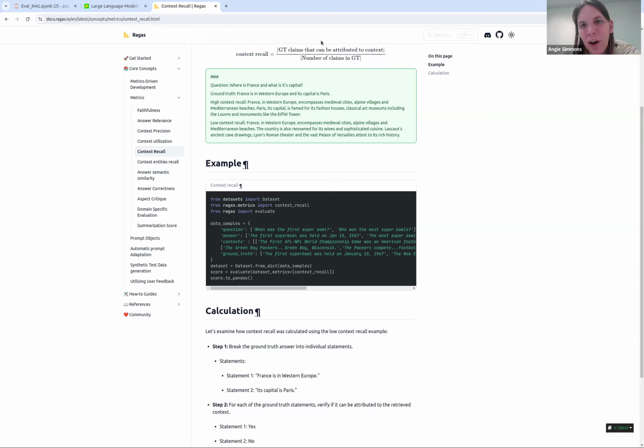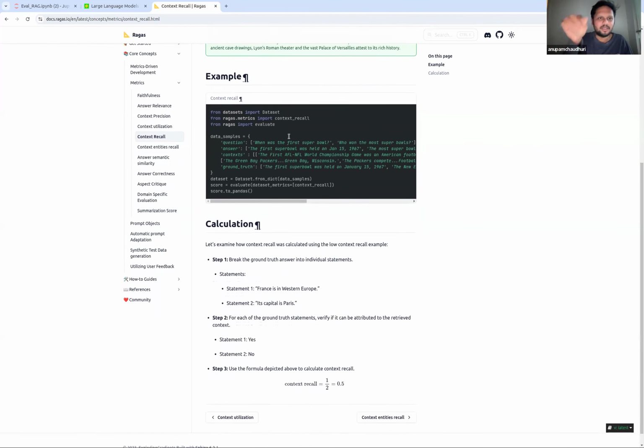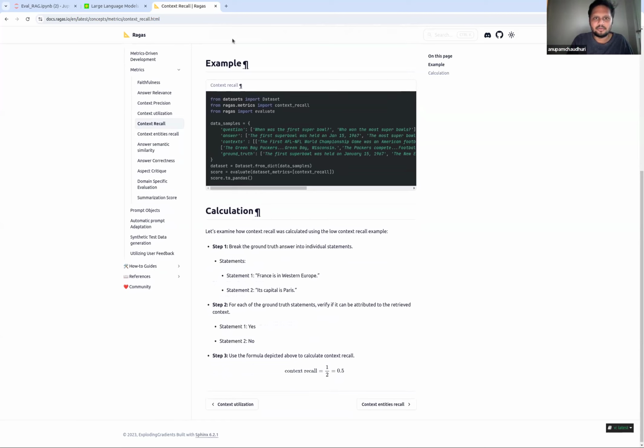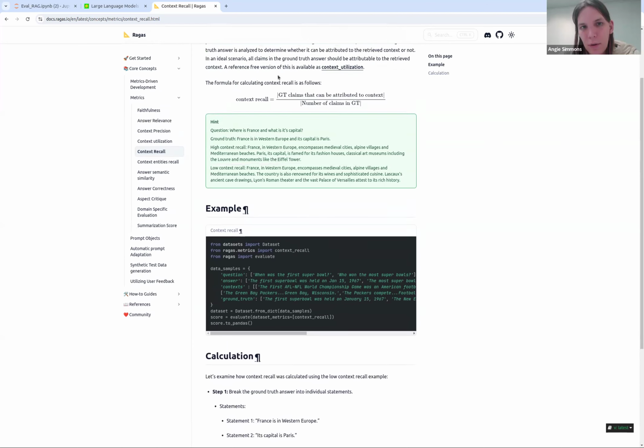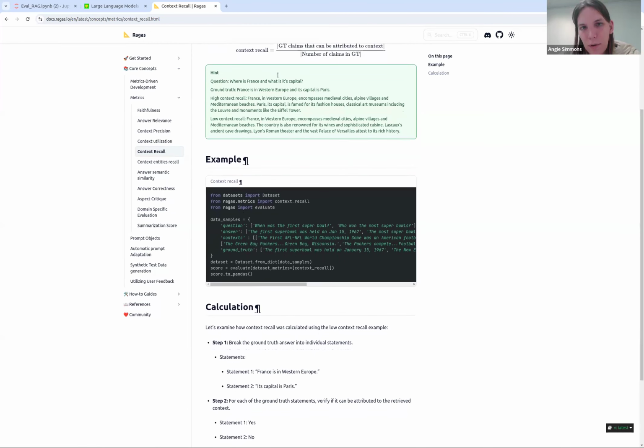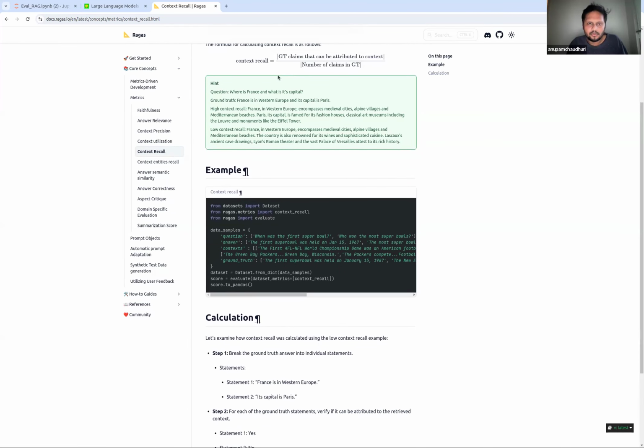And then on the top, we've got how many of those claims appear somewhere in the context. Can you make it a bit smaller? It is getting blocked by the meeting. Can everyone see the formula? Okay.